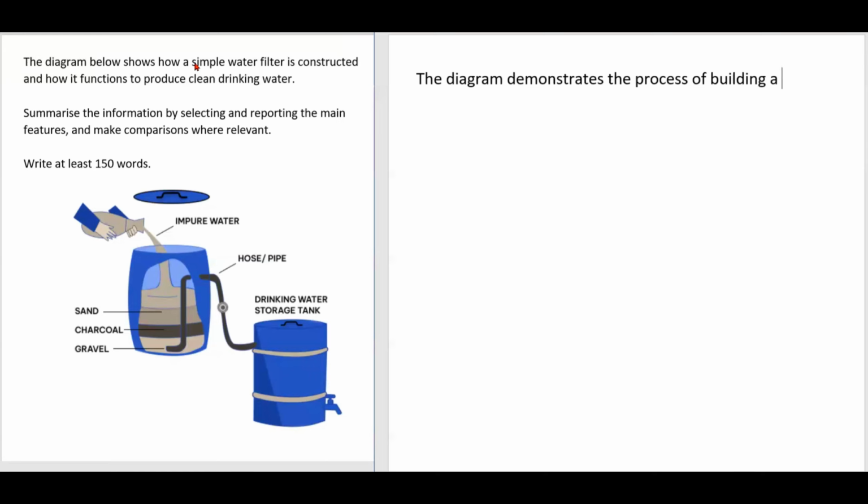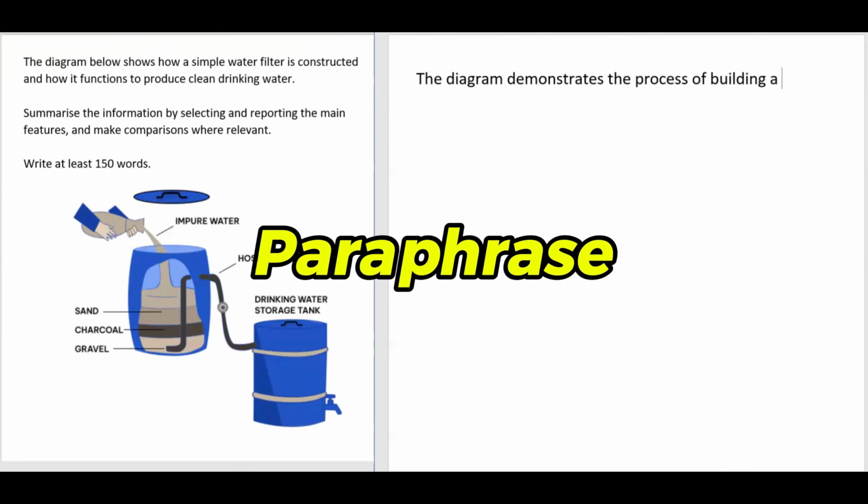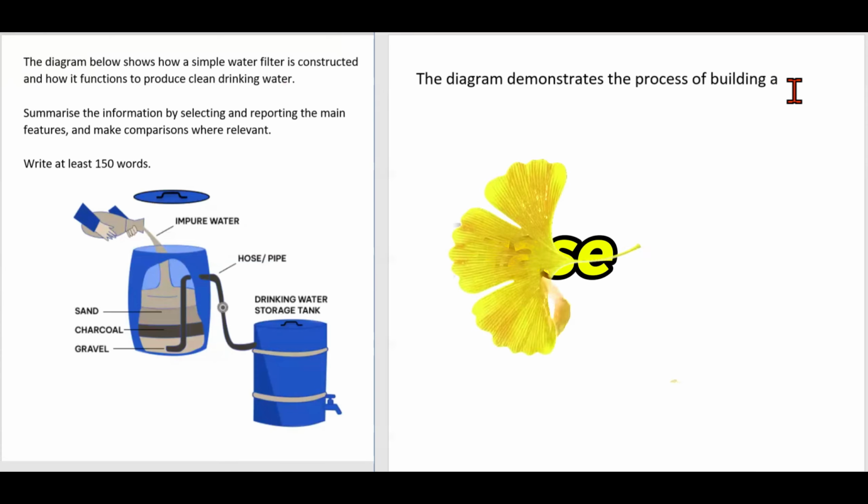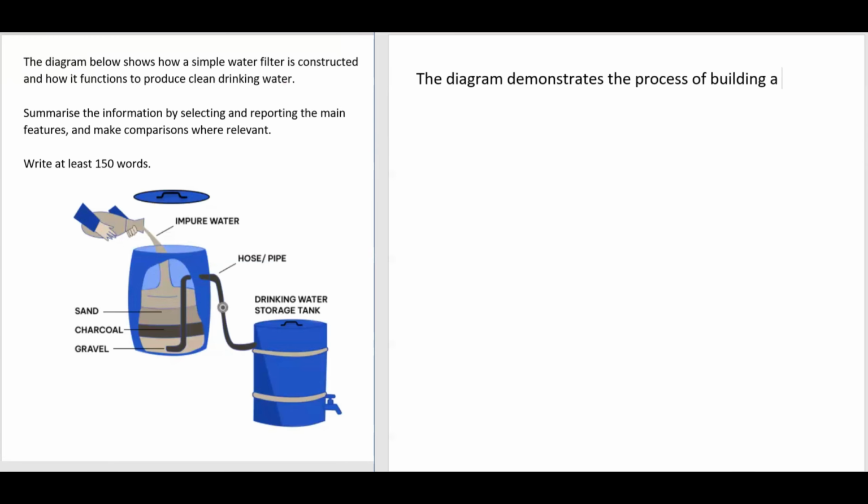In the prompt, it says a simple water filter, but we're not going to use the same word here because we're paraphrasing. We are supposed to use different words. Process of building. So instead of simple, what can we write? We can write a basic water filter, or we can write a straightforward water filter. Building a straightforward.